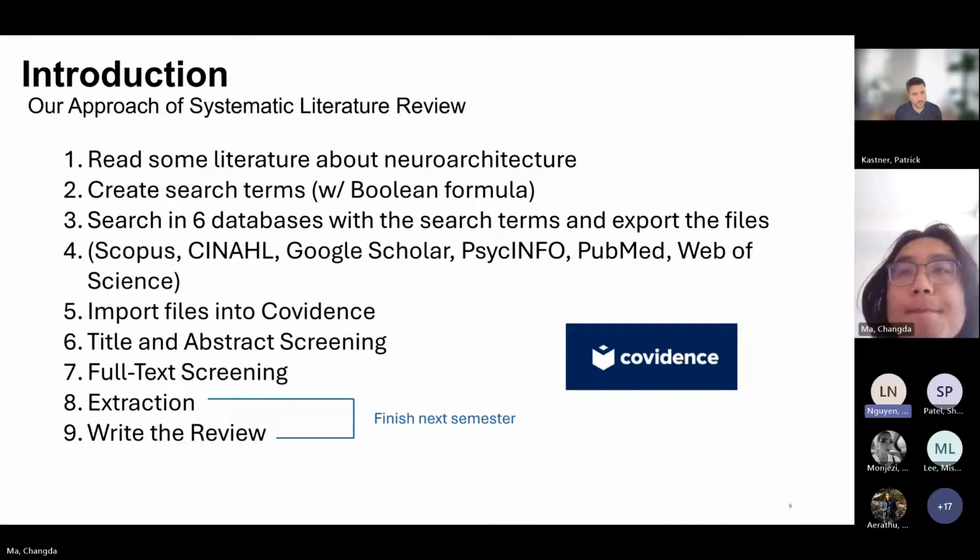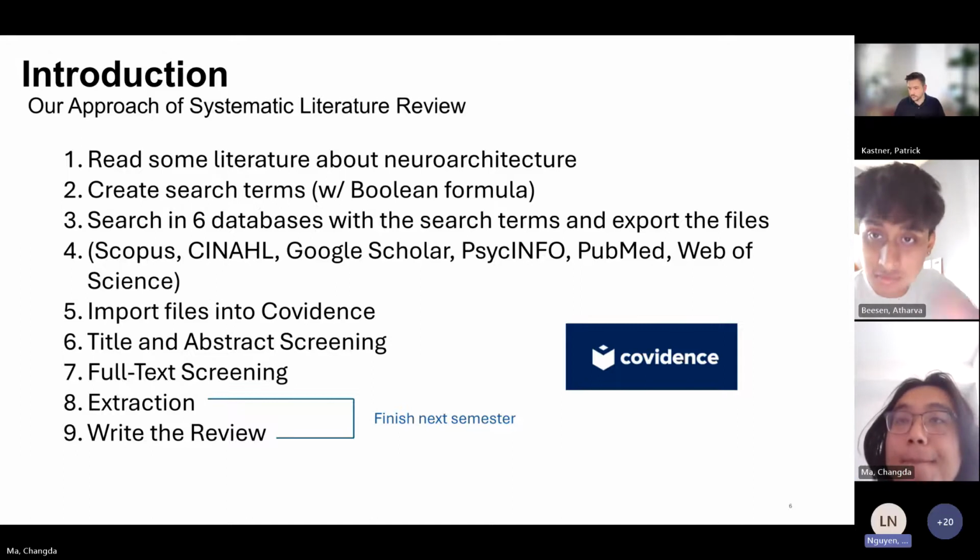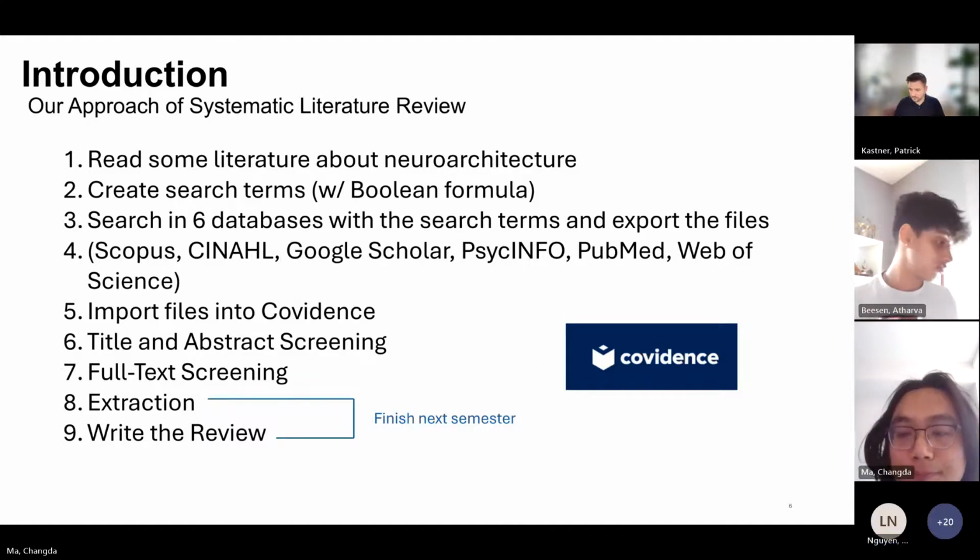Then we imported all the files to Covidence to go through the title and abstract screening. The abstract screening took us about 2 or 3 weeks, because the first time we were trying to get used to Covidence, and after that we went through the full-text screening. There were a lot of conflicts between us, but we tried to resolve everything after all the meetings. Now we go into extraction and writing the review, which could be finished next semester.